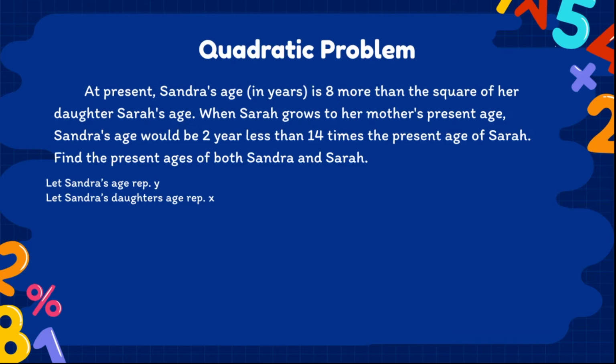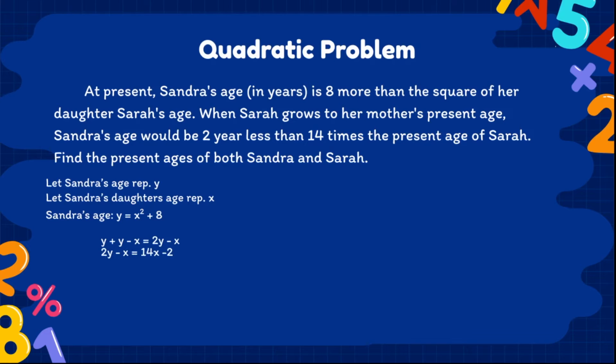Since the ages of Sandra and Sarah are both unknown, we're going to let Sandra's age represent y, and Sandra's daughter's age represent x. In the question, it states that Sandra's age is 8 more than the square of her daughter Sarah's age. So we're going to put that into a formula of y equals x squared plus 8. Once Sarah grows to her mother's present age, Sandra's age would be in the formula y plus y subtract x, because there's Sandra's current age plus her age again, which is what her daughter's age will be, subtract her daughter's current age. The simplified version of that is 2y subtract x.